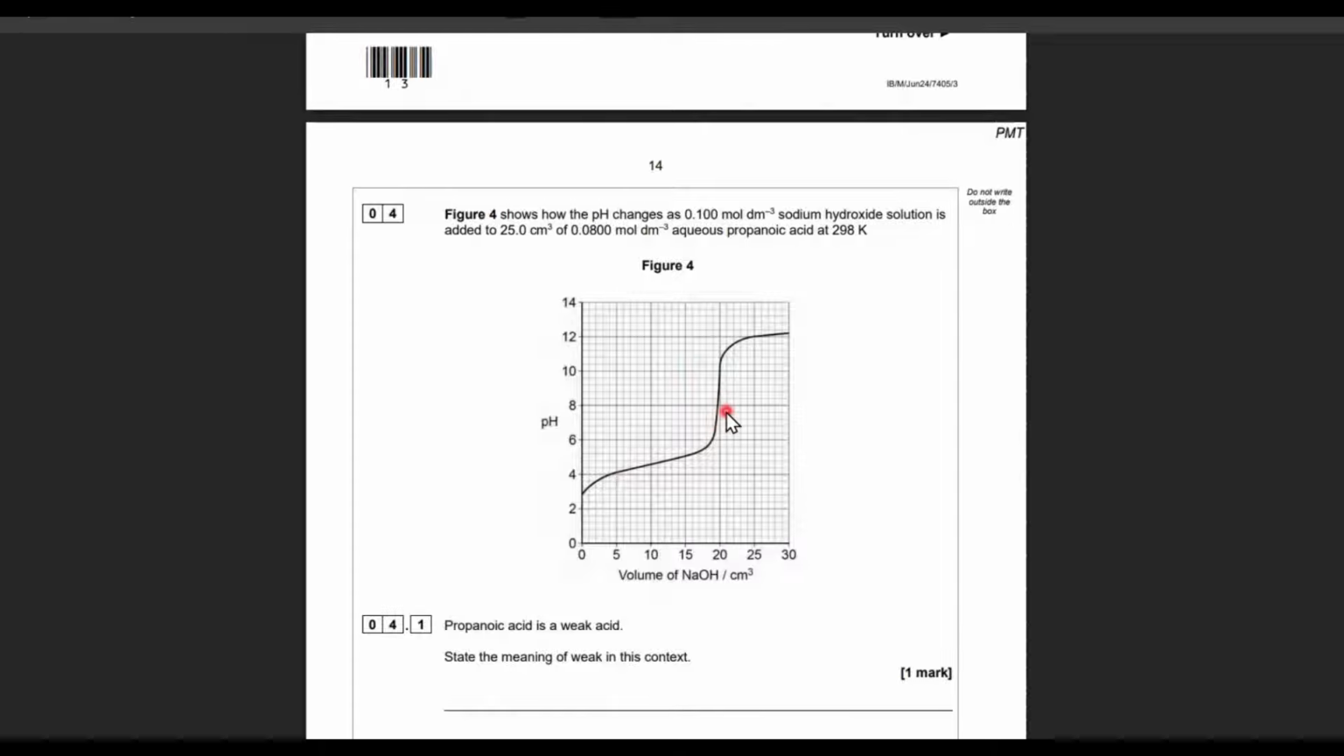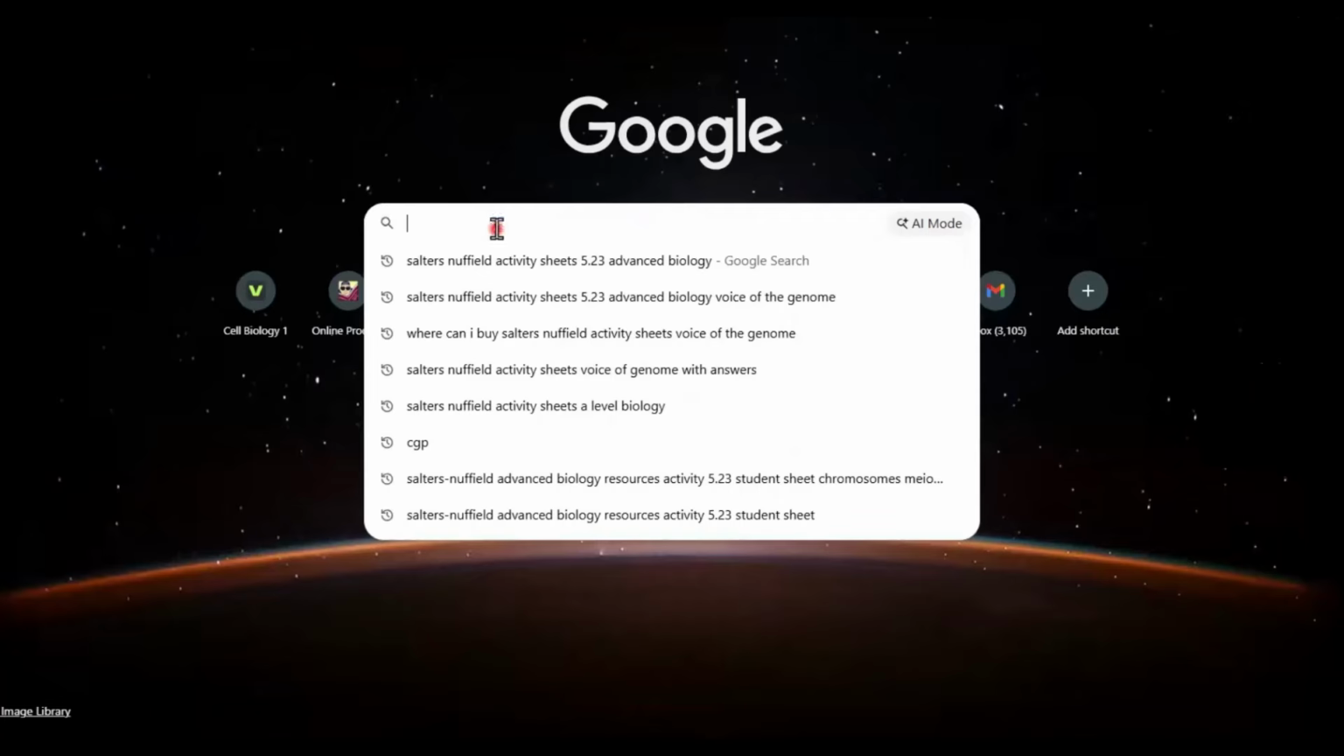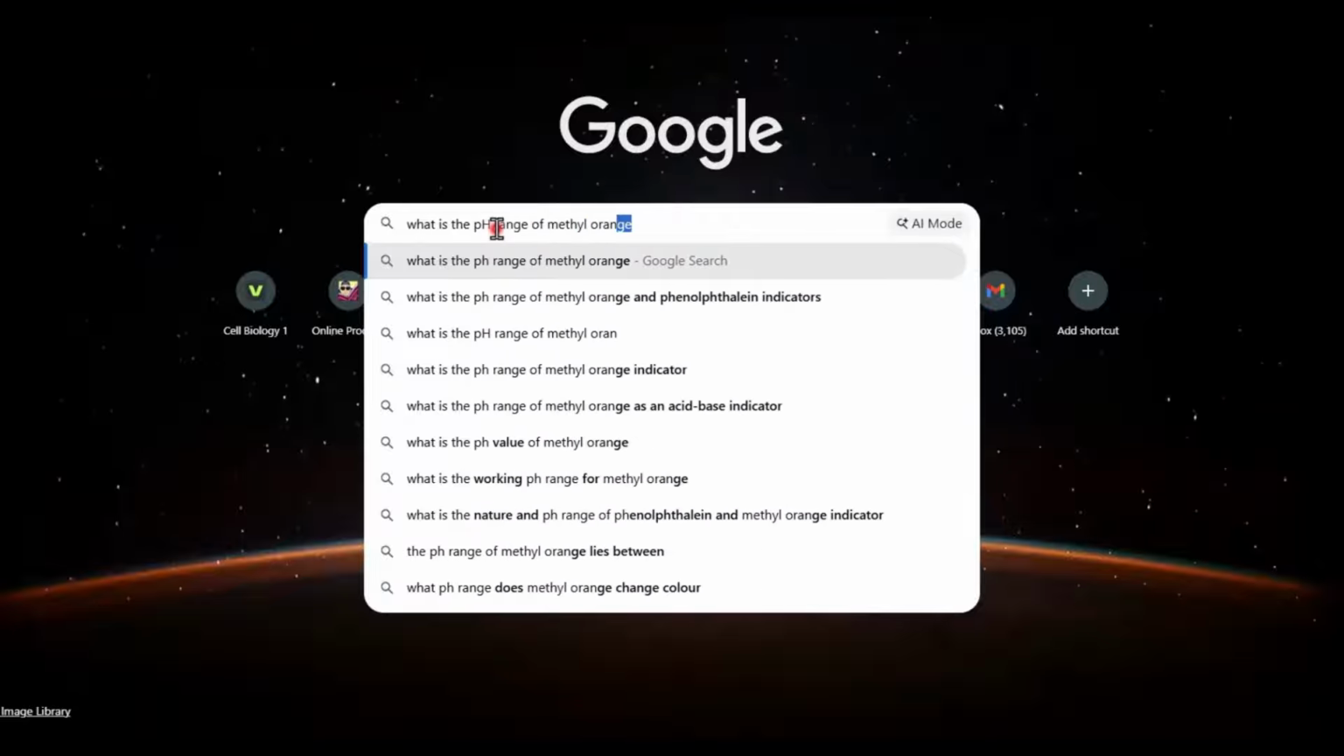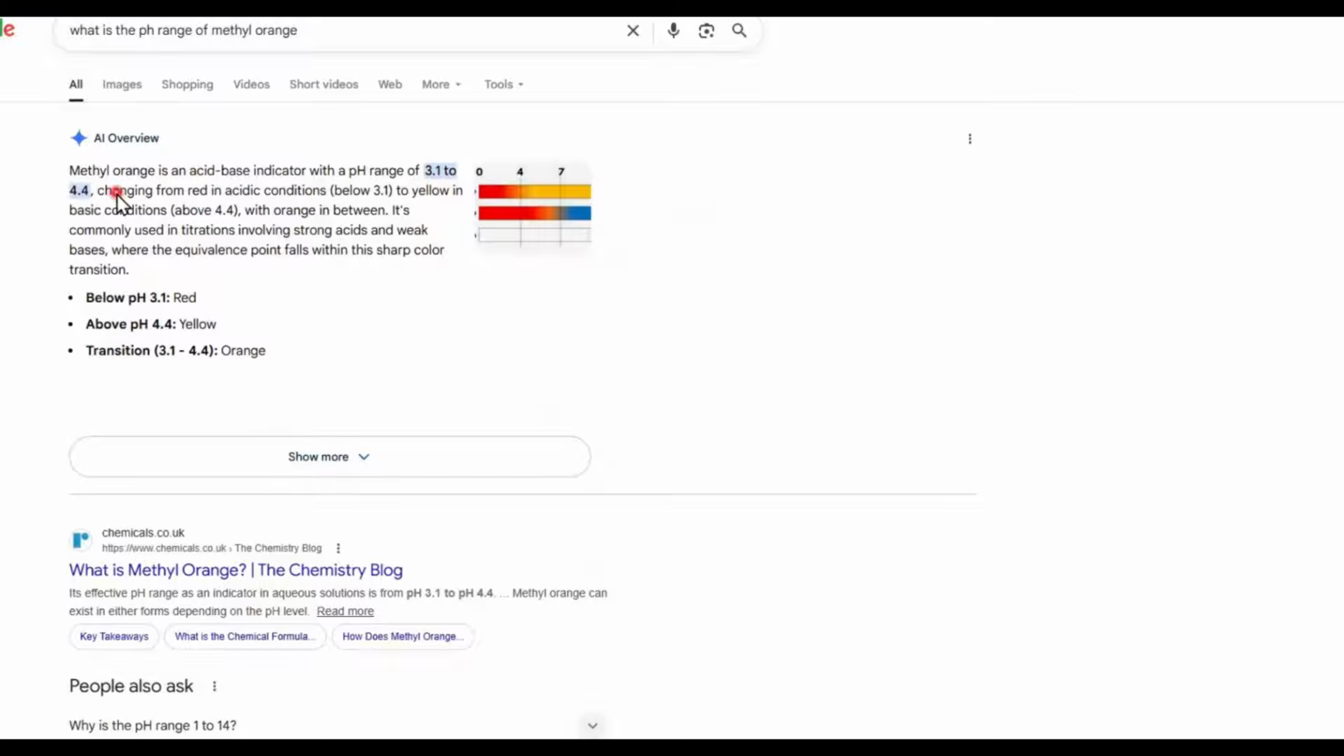What we need to do is find out, does methyl orange change between pH 7 and say 10? If it does, it will be perfect for this titration. But we can assume, I know you might say, how am I supposed to remember it off by heart? We can assume it doesn't. Look, I'm going to Google what's the pH range of methyl orange. Let's check it out. AI will help us here.